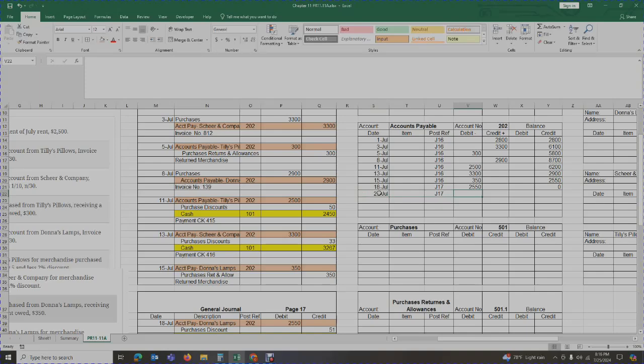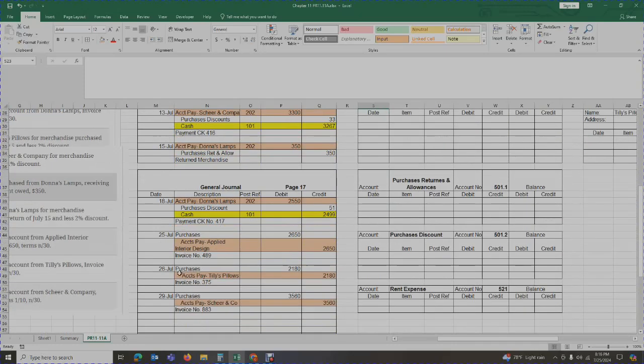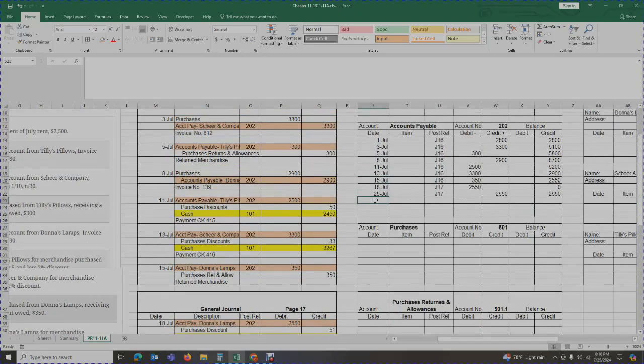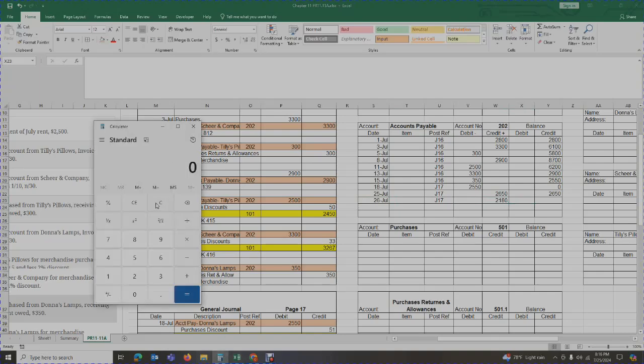I've got a credit of $26.50. So now my balance will rise up to $26.50. Okay, that happened on the 25th. On the 26th, I've got another credit of $21.80. So let's put that in. July 26th, Journal 17. And we've got a credit of $21.80. So because they're credits, we're going to add them together. $26.50 plus $21.80, that's $48.30.